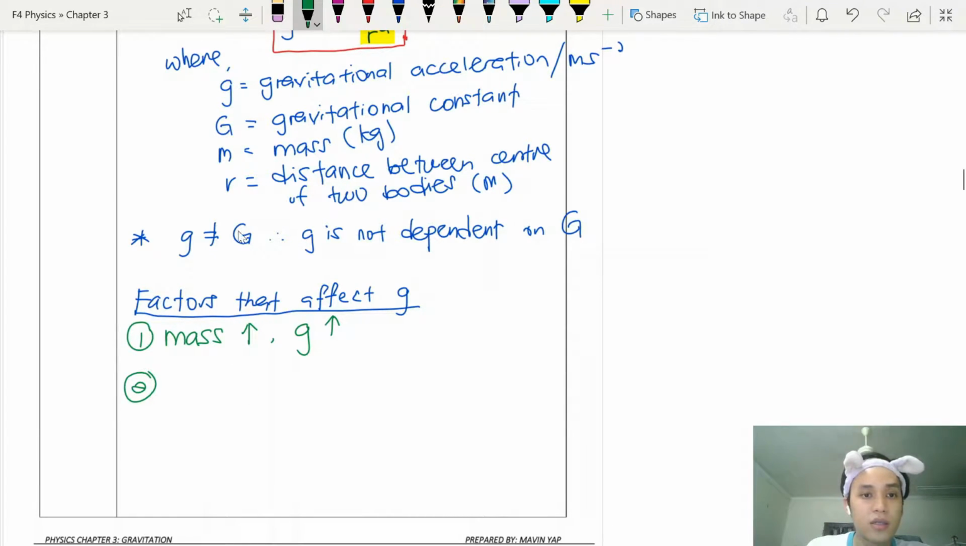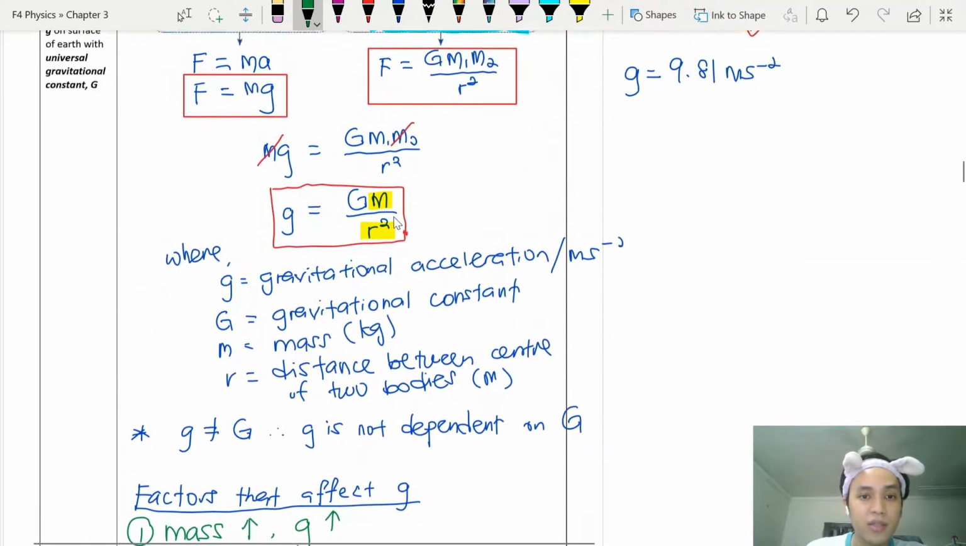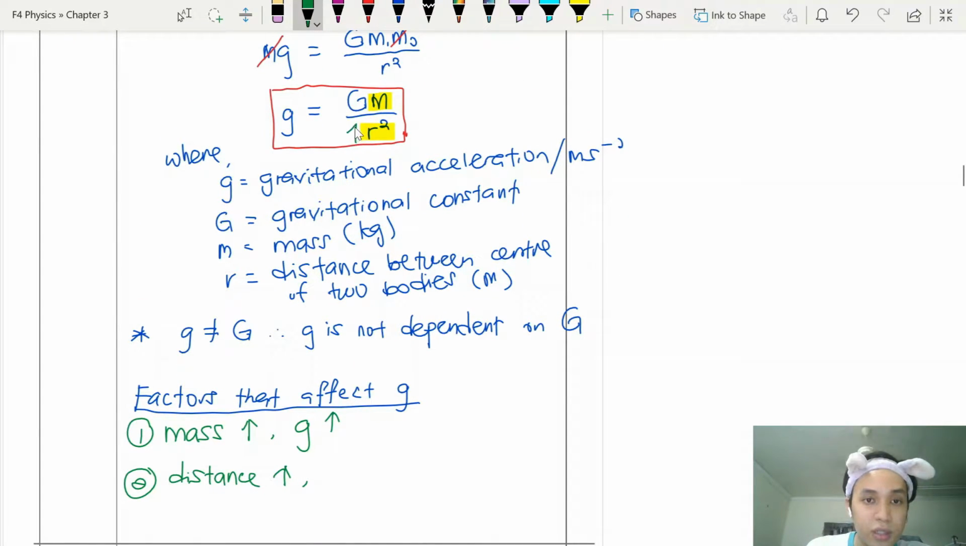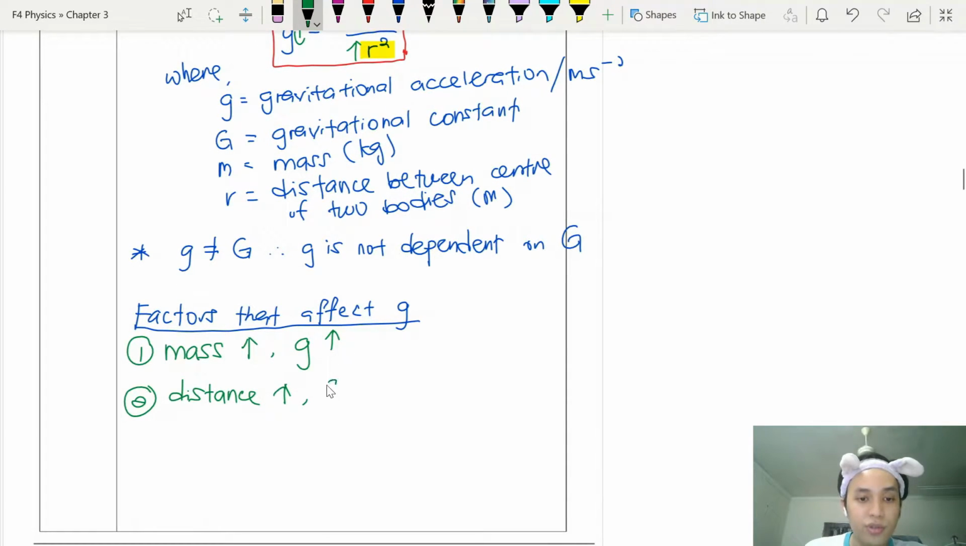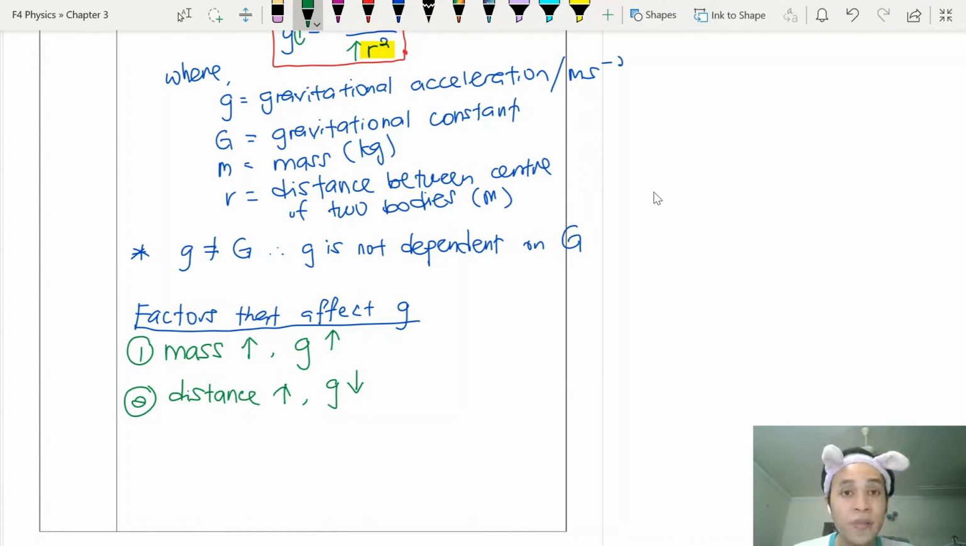Your r. When the distance between two objects increases, based on the mathematical equation, if this increases, this will decrease. So your gravitational acceleration will decrease. Technically this is equivalent to what you learned in the first part of chapter 3, where mass and distance affect the gravitational force. Hence, it also affects the gravitational acceleration.